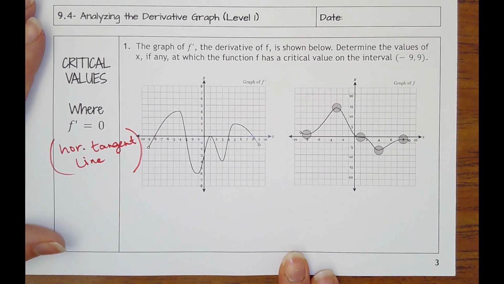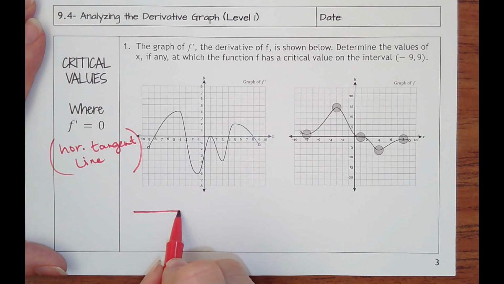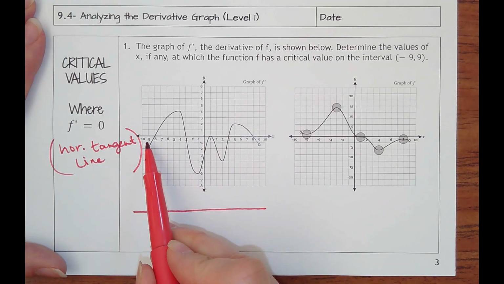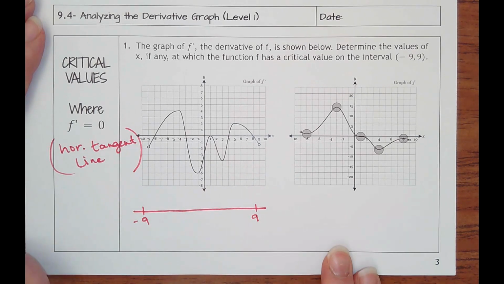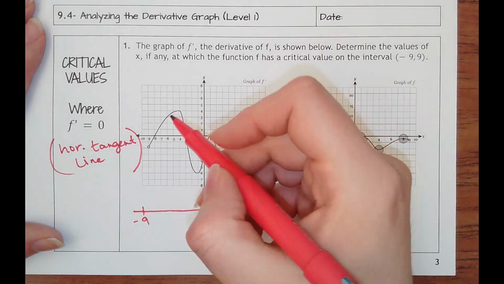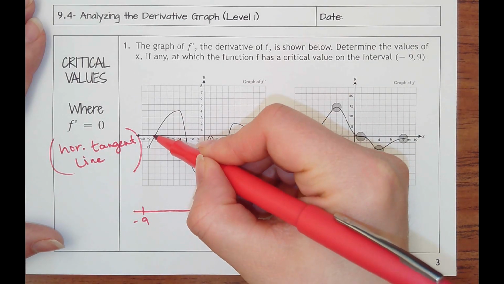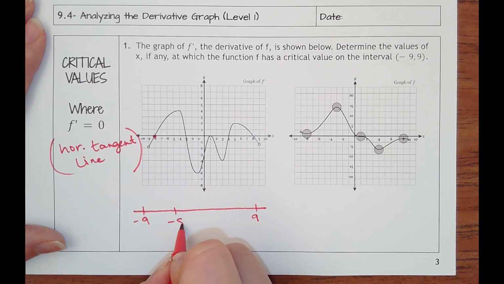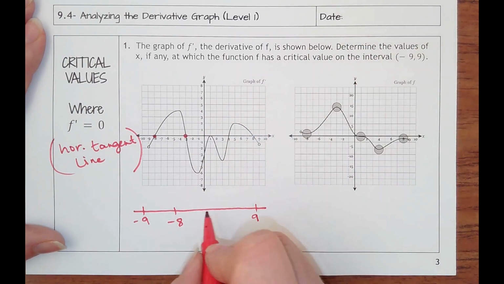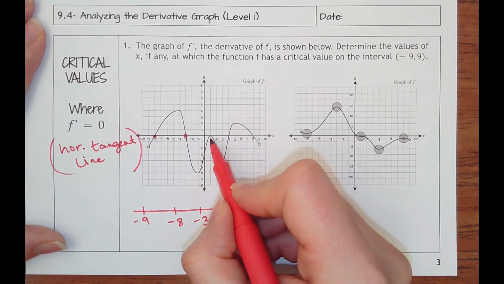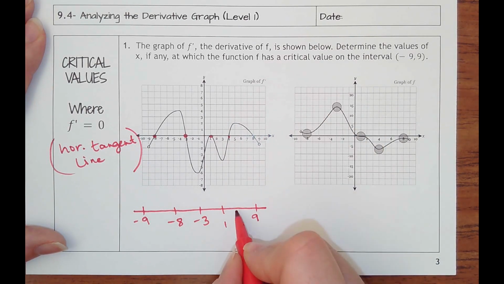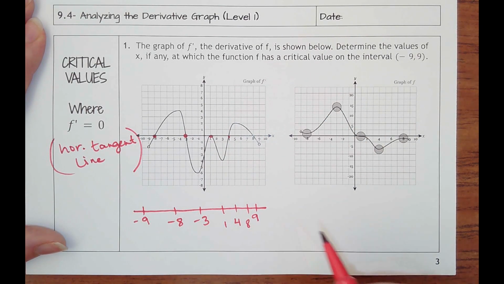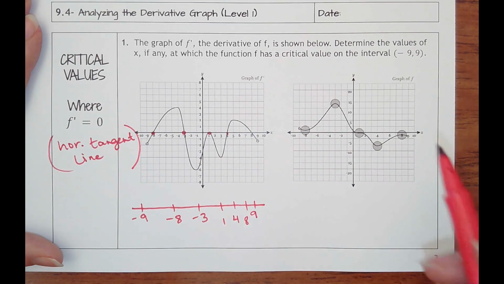So what I'm going to do here is create what's called a sign chart. You'll use this a lot. Since our interval goes from x values of -9 to 9, I'll put those on there. But then from there, I want to pick out all the zeros. So I have -8, -3, 1, 4, and 8. I made that kind of squished together, sorry.